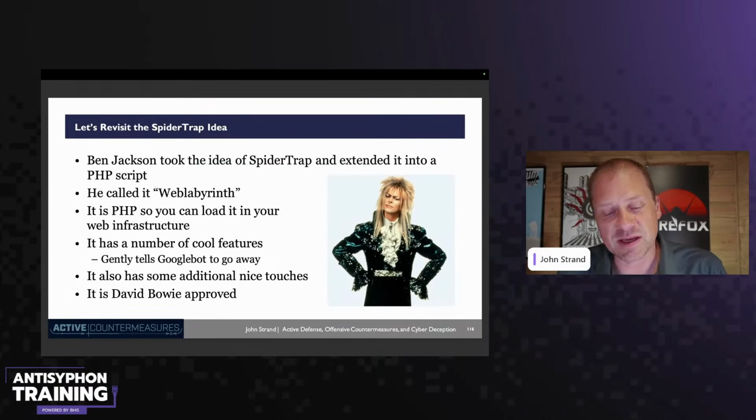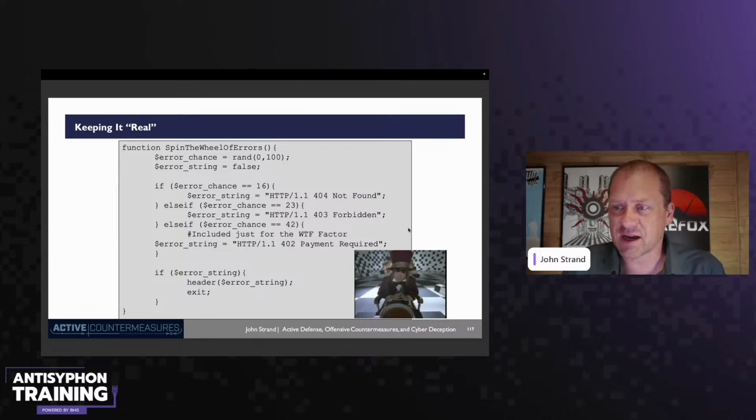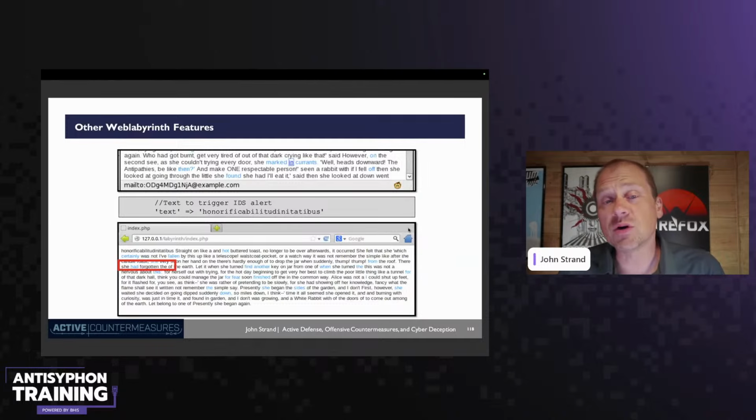And it has some really cool features. One of the features is it spins a big 100-sided dice like Dungeons and Dragons, random between 0 and 100. And if it comes back and it hits 16, throw a 404 not found. If it comes back and it hits 23, then it's forbidden. If it's 42, what the F, payment required, right? And this kind of throws a little spice, a little bit of excitement at the web crawlers that are trying to hit your website. You can also update what the text is that it's doing.